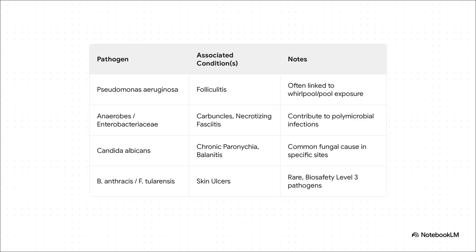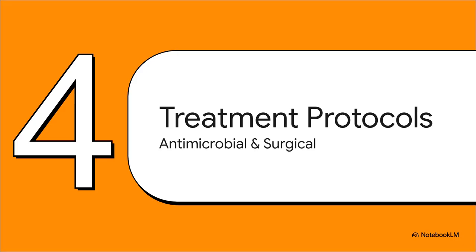For those really nasty, deep carbuncles, you might be looking at a polymicrobial infection with anaerobes mixed in. And in really specific clinical pictures, you even have to consider the rare but deadly stuff like Bacillus anthracis, pathogens that require a whole other level of lab safety, biosafety level 3. Moving on to Section 4, Treatment Protocols. This is about combining the right drugs with the right procedures.